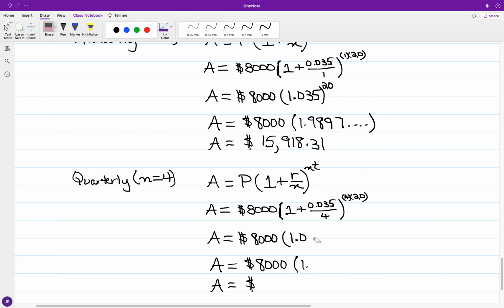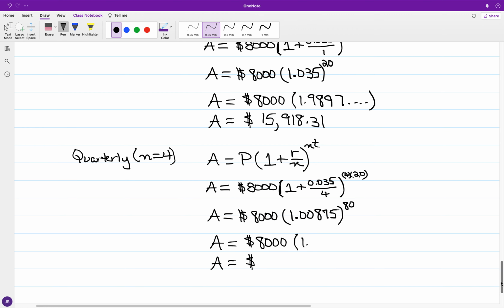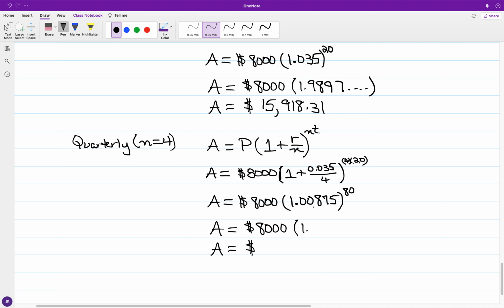Okay, so 0.035 over 4 added to 1. For this number, we have 1.00875. And guess what? We have 4 times t, where t is 20, and 4 times 20 becomes 80. Notice some things here. The sum has gotten smaller, while the power has gotten substantially larger. And for this decimal to the 80th power, that one is going to be slightly over 2.